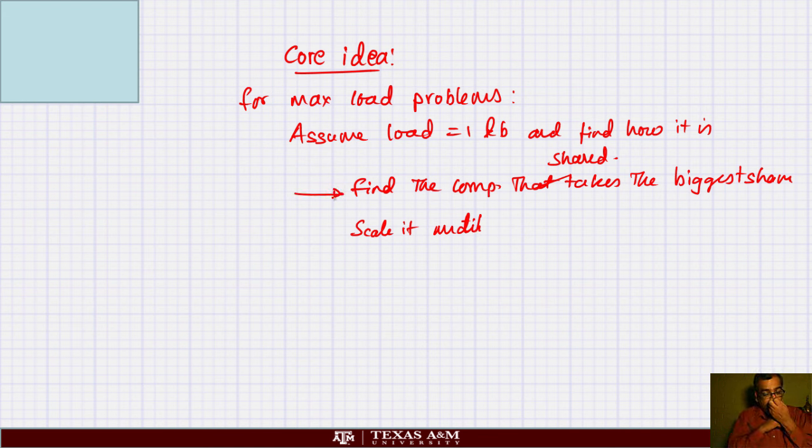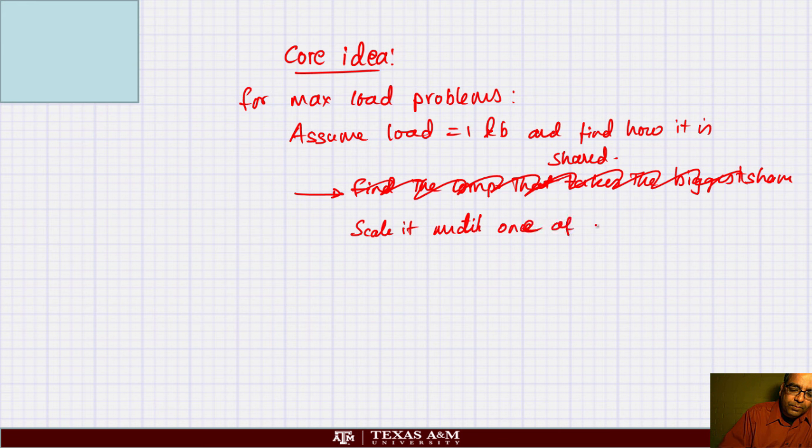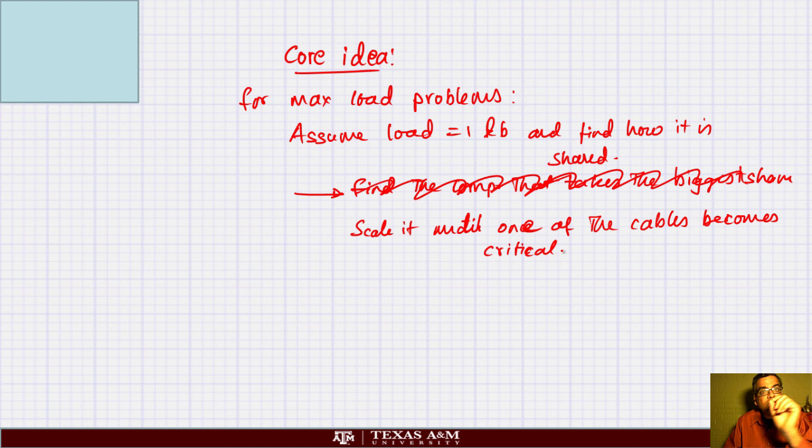So if, for example, there's a particularly weak cable, even though it's not taking the biggest share, it may fail. So let us not really write it this way. We'll say scale it until one of the cables becomes critical. May not necessarily be the cable with the biggest share. It may be a cable which is the weakest. Okay? Thank you very much.